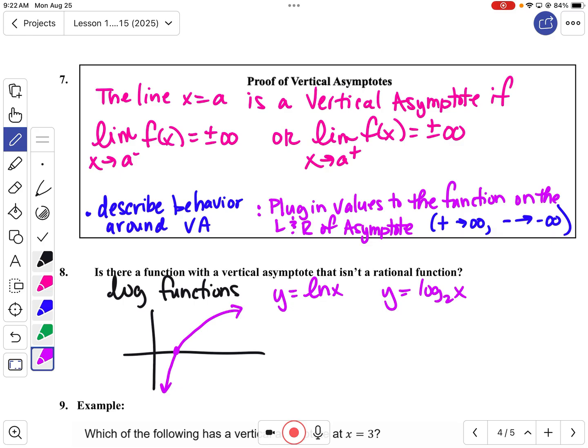But most of the functions we're going to look at are rational, because we know about holes and we know about asymptotes and all that good stuff. So let's look at a couple of examples and then we'll be almost done.